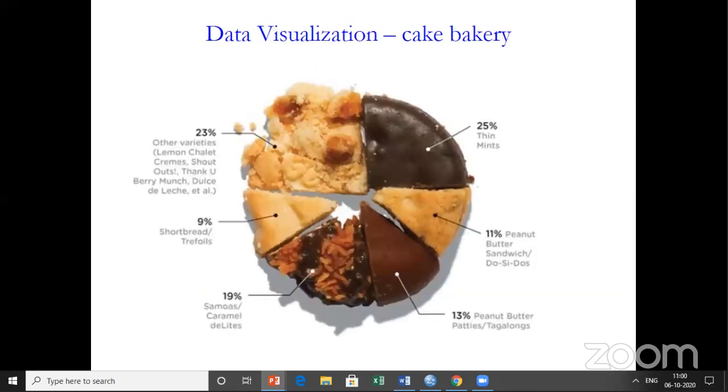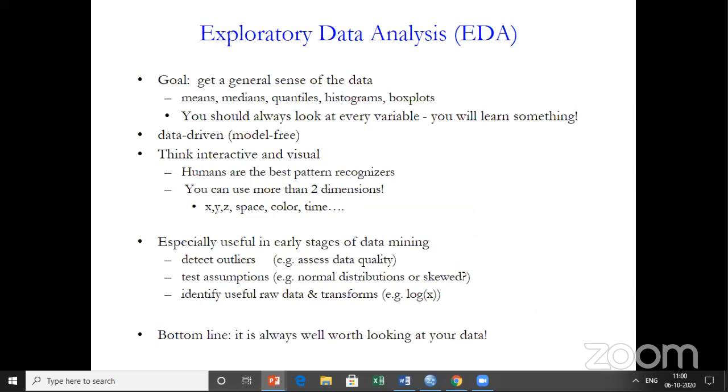This is a data visualization of a cake bakery. Here thin mints are 25%, and then peanut butter sandwich, etc. These are the percentages of sales seen in the bakery, right? As I told you, for the data which you have collected, what sort of visualizations can I do? What sort of proper visualizations?